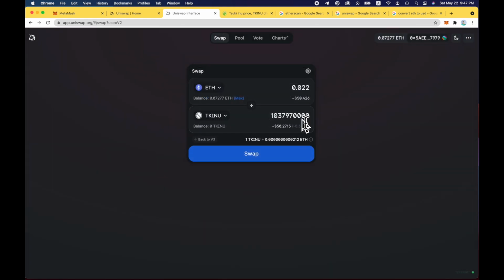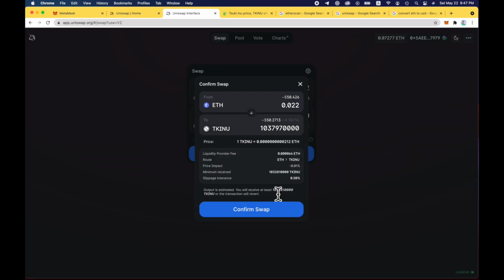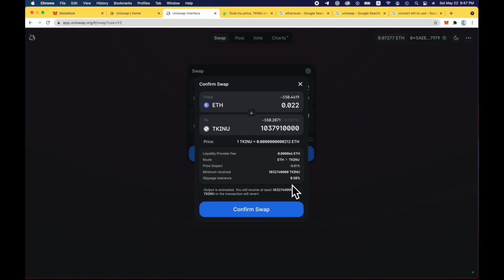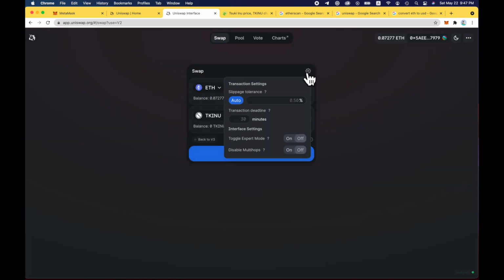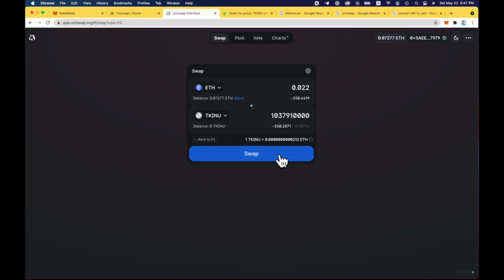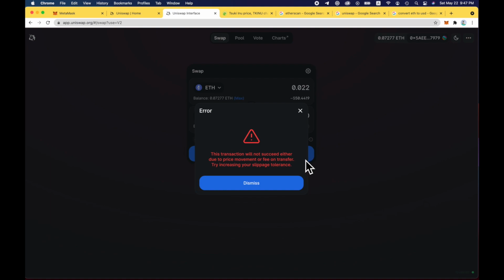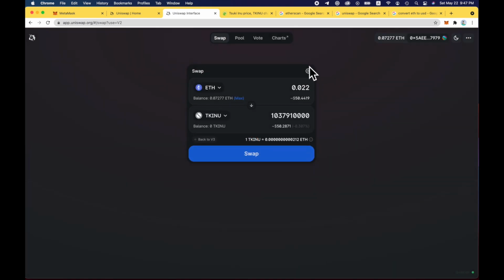Let's just go back out here and 0.22, and let's go to swap. Okay, and let's see here. The price updated. Let's go ahead and accept that. Let me make sure that I have my slippage down at the lowest level. Go ahead and swap again, confirm swap. Okay, so there's the error message. This transaction will not succeed either due to price movement, so volatility, or the fee on transfer. So try increasing your slippage tolerance.